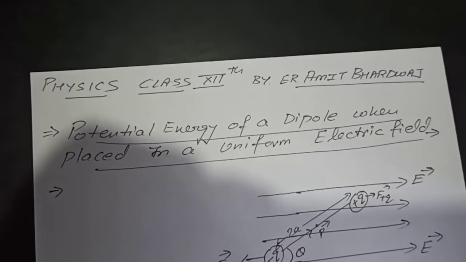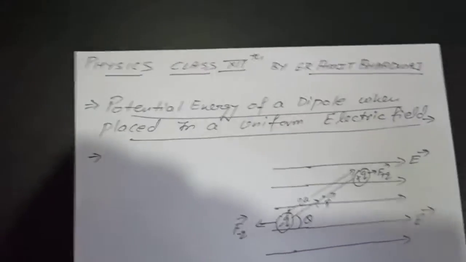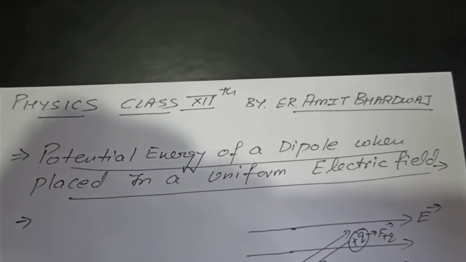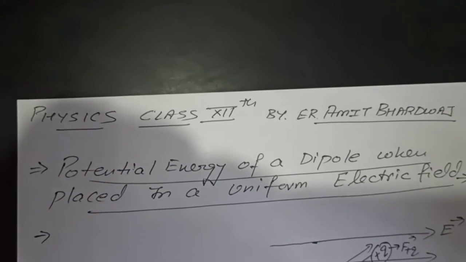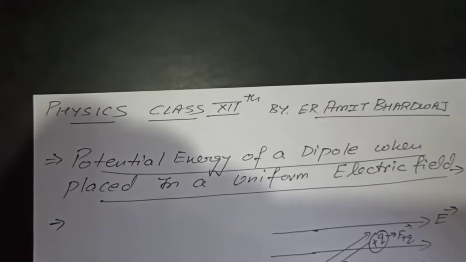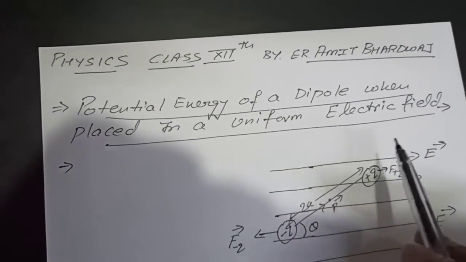Now the same electric dipole is also storing some type of potential energy in it. That potential energy in the uniform electric field we have to calculate. This is a linked topic, and it is in the next chapter also, but we are taking it here because sometimes in the numerical portion we use this potential energy formula. So here is the potential energy of a dipole when placed in a uniform electric field.